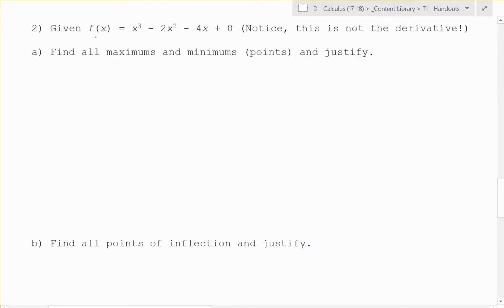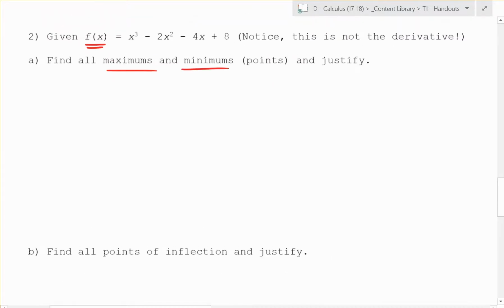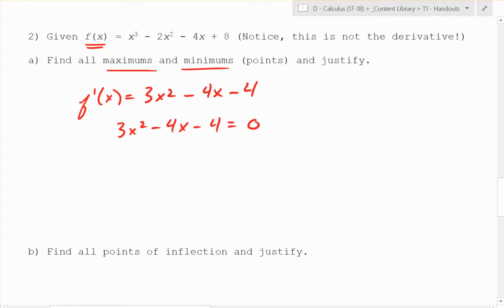So in this question, we start with f of x. We're starting with the function. Find all maxes and minimums. So we need to know where the derivative changes from positive to negative. We're not given the derivative, so we need to actually find it. The derivative of this, we can just use our shortcut because it's a polynomial, will be 3x squared minus 4x minus 4. We want to know where that changes from positive to negative, so we set it equal to 0, to know where it equals 0 so we can find out all the other places if it's positive or negative.